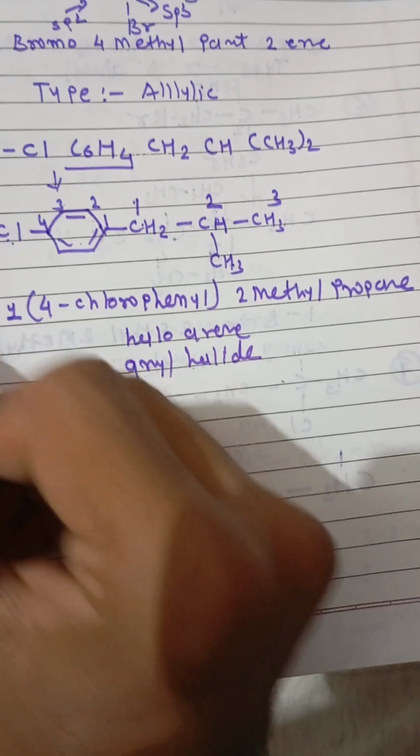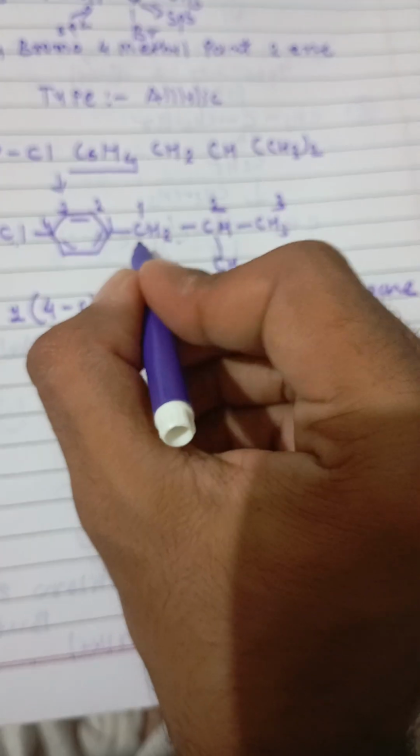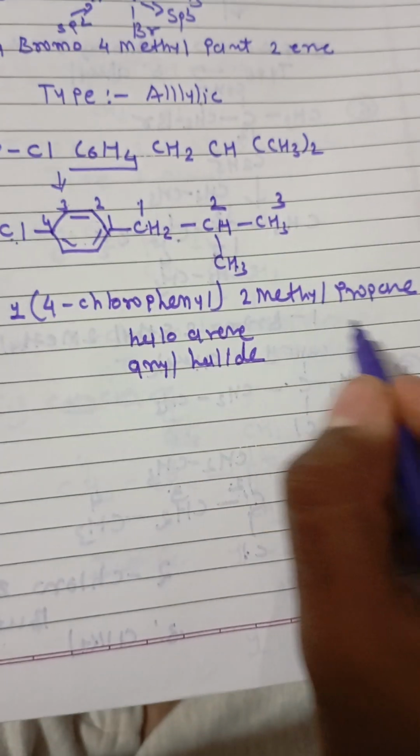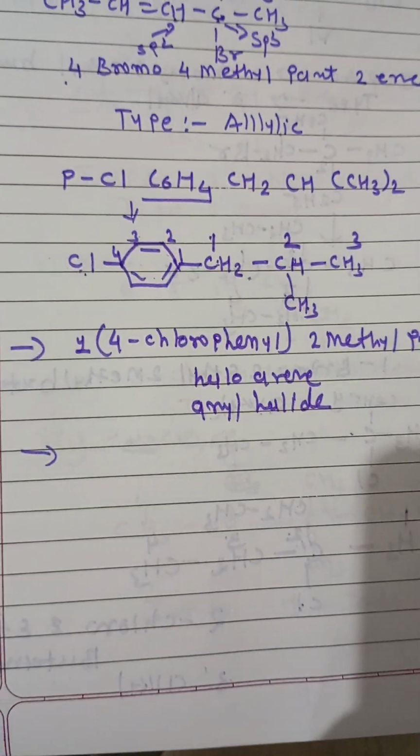You can also apply the name from benzene, chlorobenzene. You consider this a substituent group also. So whichever you write, both names are right.